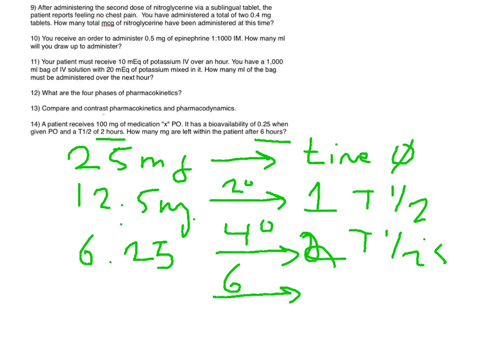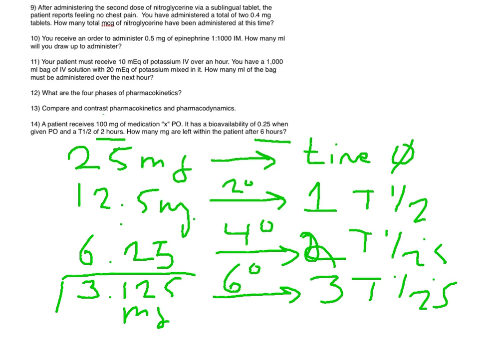And let's just go ahead and extend it another half-life. Well, that would be 6 hours, right? Another 2 hours. So that's 3 t 1/2, 3 half-lives. And then it's just going to be half of that, 3.125 milligrams or thereabouts. Well, now I've arrived at my answer, because here I'm at 6 hours, and that's what it's asking after 6 hours.